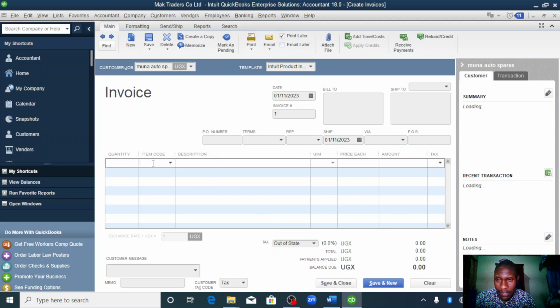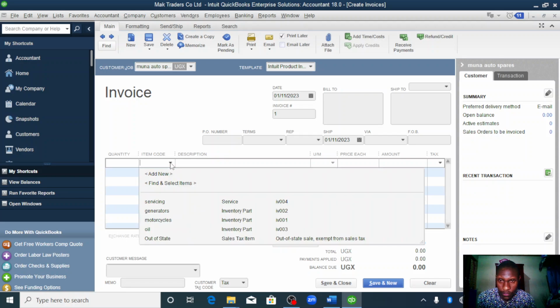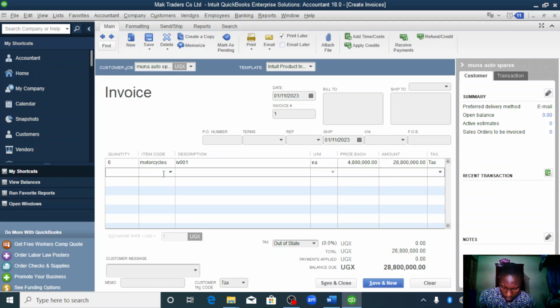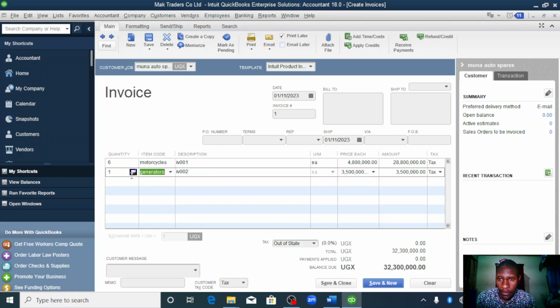We go to item. They are telling us 6 motorcycles. Quantity we are having 6. Then we are having another item, that is 2 generators. We go to generators. We add that quantity 2. Then we save and close.